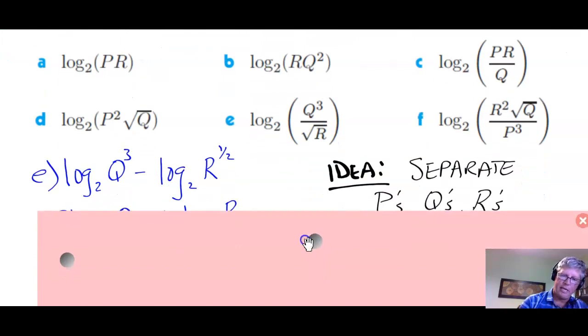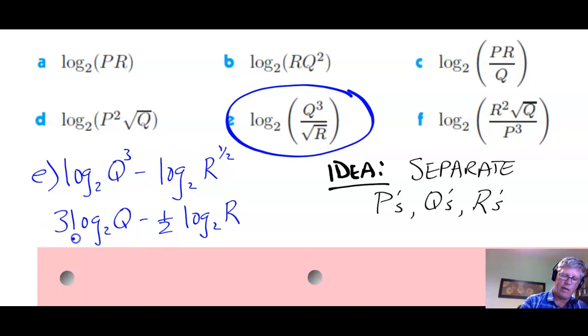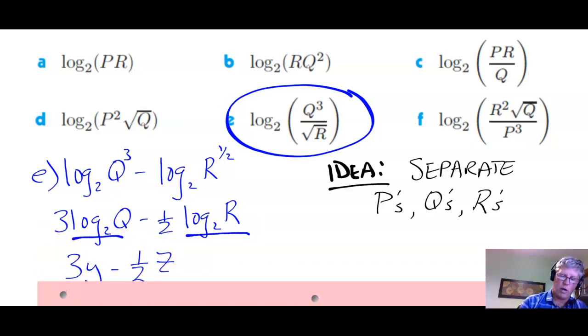Let's try E, this one right here. I see a q cubed, r, I'm thinking r to the 1/2. Wow, I jumped ahead here. So got the q cubed, got the r to the 1/2. It's division, so that means subtraction. I'm going to pull out the 3 and the 1/2, and now I have enough to substitute. So I believe it is y and z.